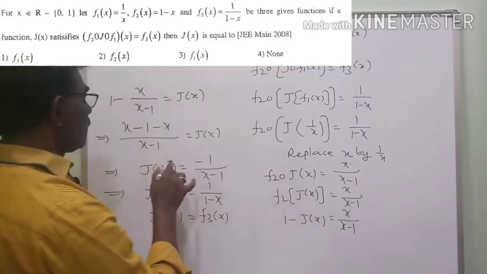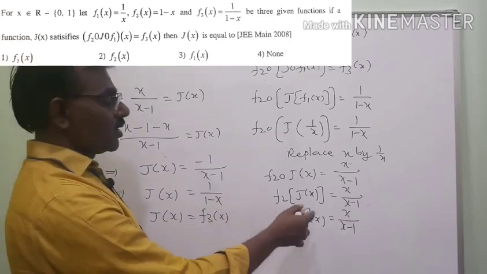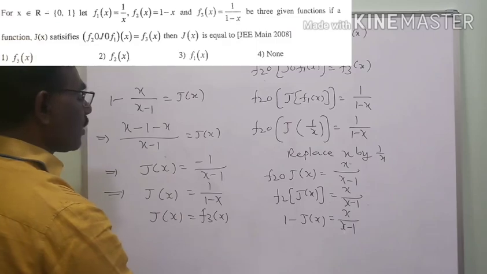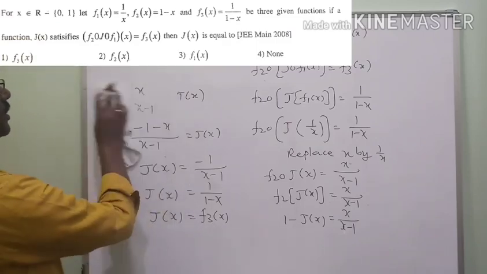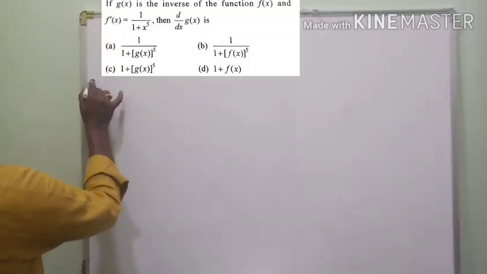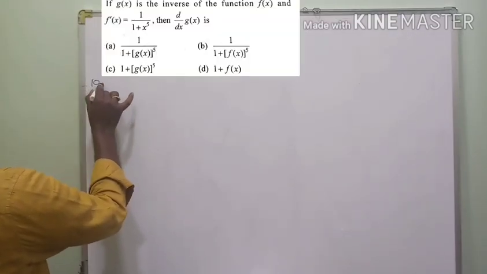So f2 is given as 1 minus x, that is 1 minus j of x. It's nothing, this is minus 1. Finally, 1 by 1 minus x is called f3. Option 1 is the correct one. Okay. Question number 10.